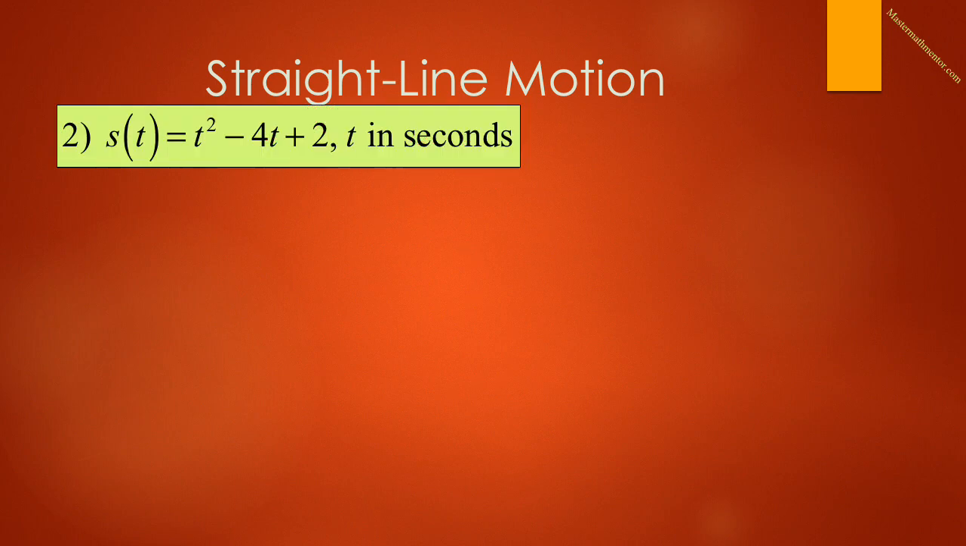Suppose we have a particle moving along the x-axis with position function s of t equals t squared minus 4t plus 2. We would like to determine what is happening during the first 5 seconds of movement of this particle. And then we would like to show where the particle is on the number line.